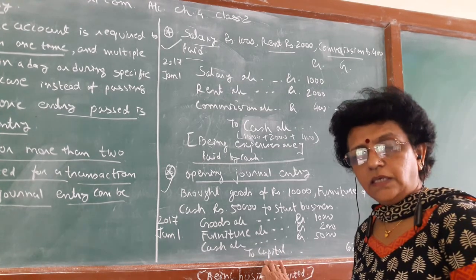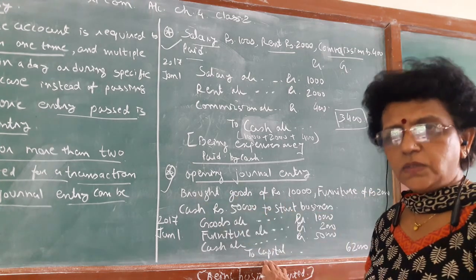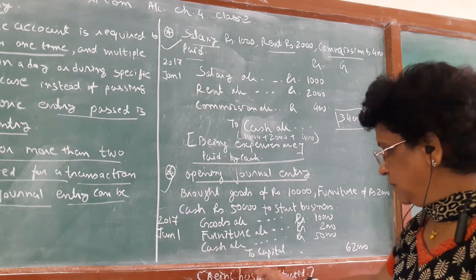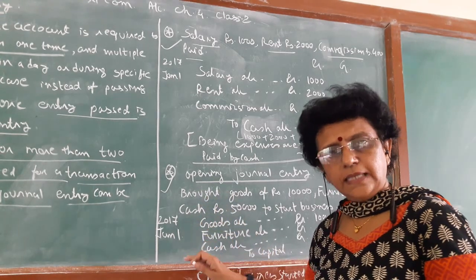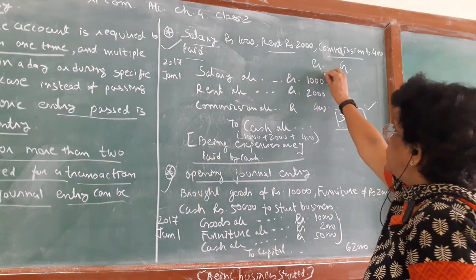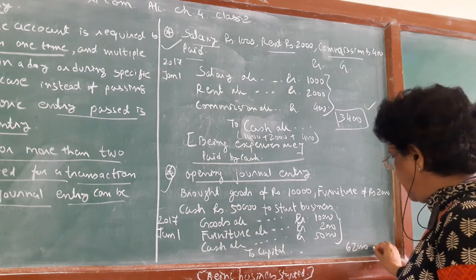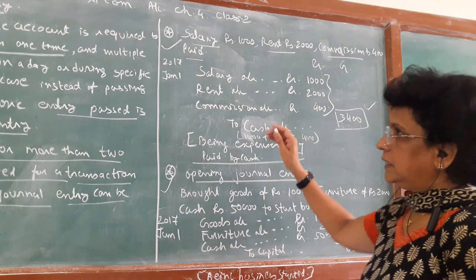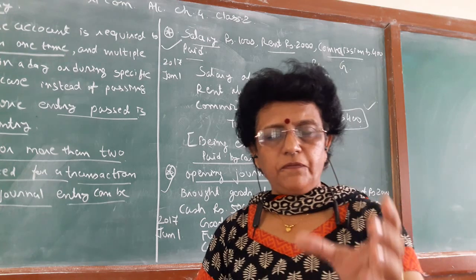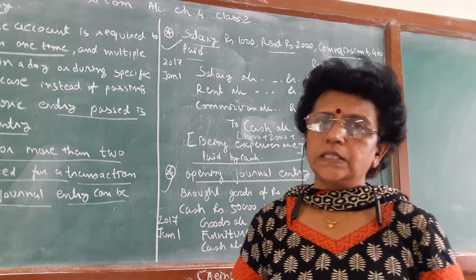Who has given all these things? The owner. So the word for the owner is capital when he gives us something. So to capital account 62,000. Being business started by the above mentioned assets. Like this you can merge the transactions, and the total of what you have received from the owner is to be credited. So the combination of small journals which refer to one common aspect, all combined, is known as a combined journal entry.